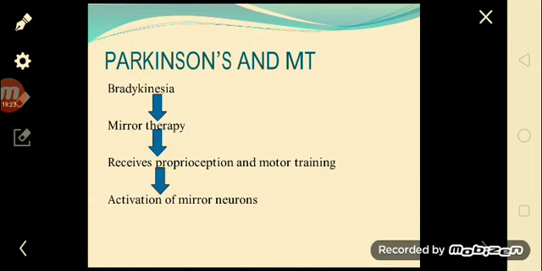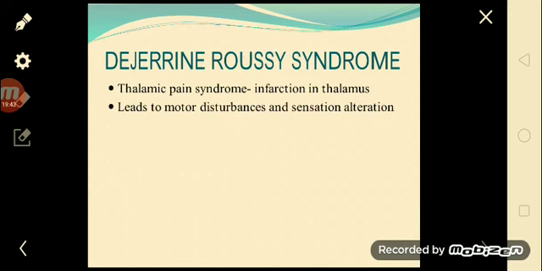Parkinson's and mirror therapy. In Parkinson's, we can mainly observe bradykinesia. So after giving this mirror therapy, he receives proprioception and motor training and gets activated the mirror neurons. So he can perform the normal movements again.